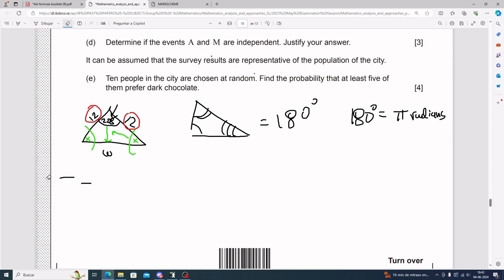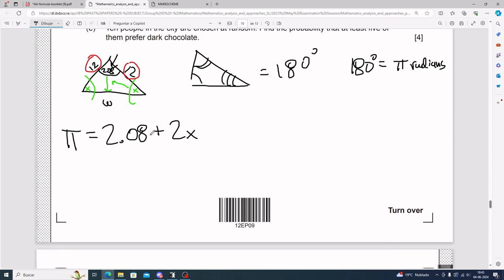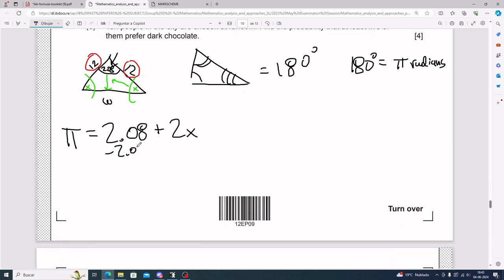Let me express it in a different way. Technically, pi, which is 180, has to equal 2.08 plus 2x. So this 180 degrees has to equal that angle plus the other two angles. Now it's a little bit more friendly. From here, you can do minus 2.08 on both sides. So pi minus 2.08 has to equal 2x.